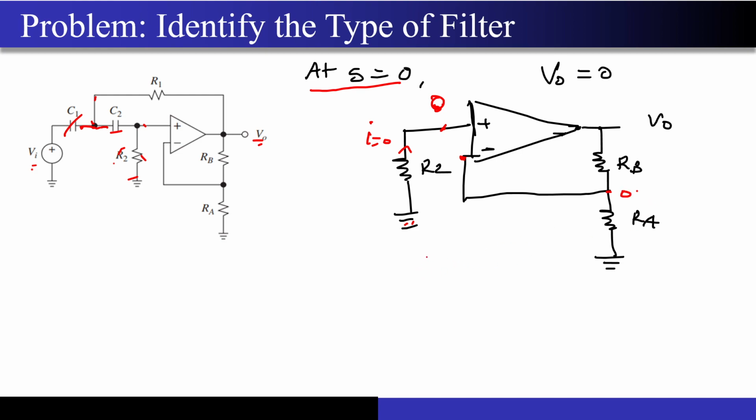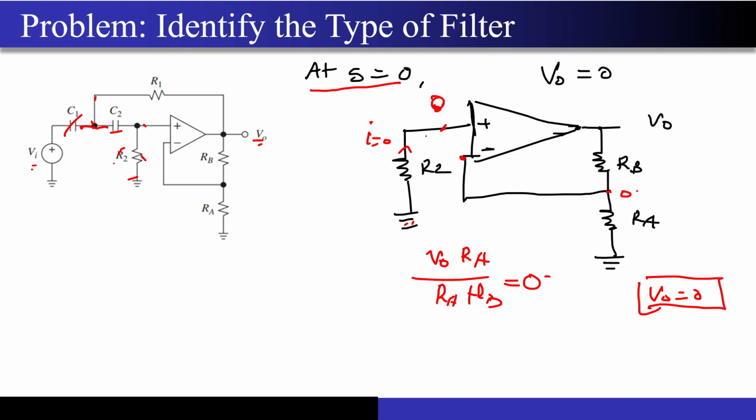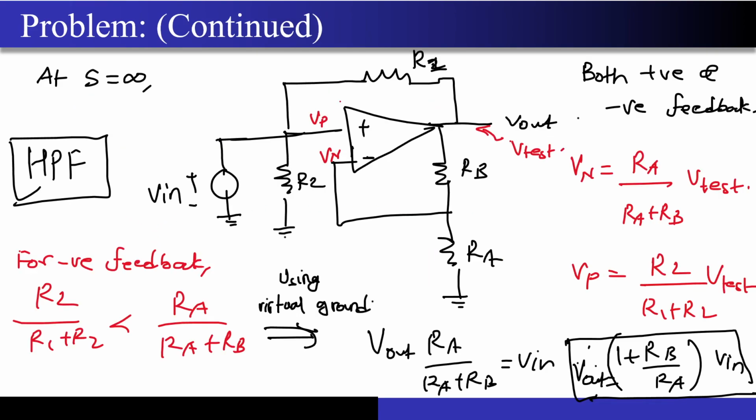So if this is 0, what does this mean? VO into RA upon RA plus RB has to be equal to 0, correct? So what does this mean? Your Vout will be 0. So what did we see is that at the low frequencies your Vout is actually 0. Now let's try to get this circuit at high frequency, that is at S equal to infinity.